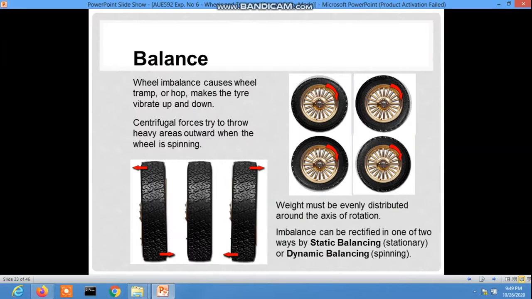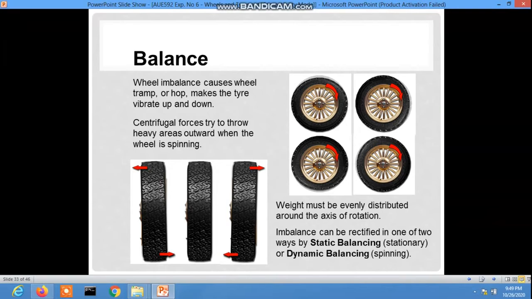The wheel imbalance causes wheel tramp or hop, making the tire vibrate up and down. Centrifugal force tries to throw the heavy area outward when the wheel is spinning. The weight must be evenly distributed around the axis of rotation. Imbalance can be rectified in one of two ways, static balancing or dynamic balancing.